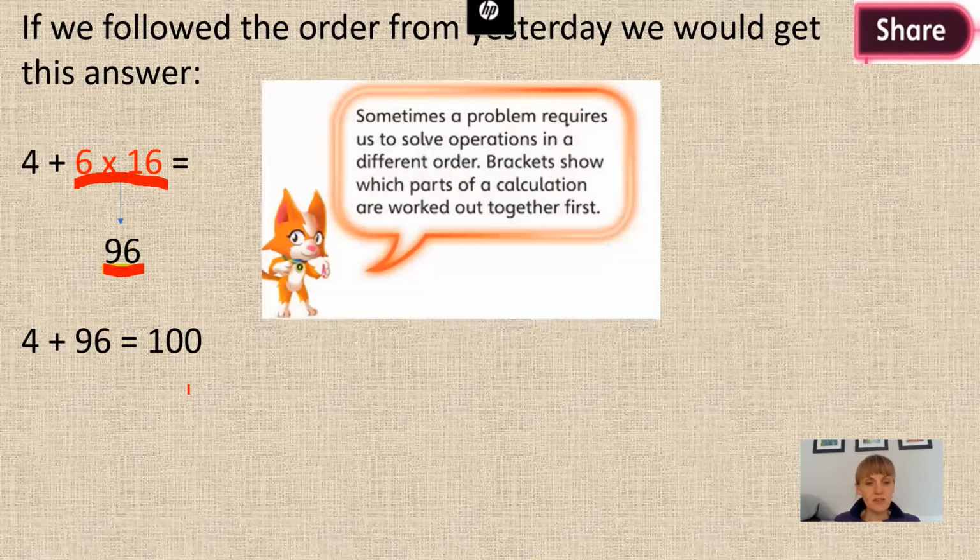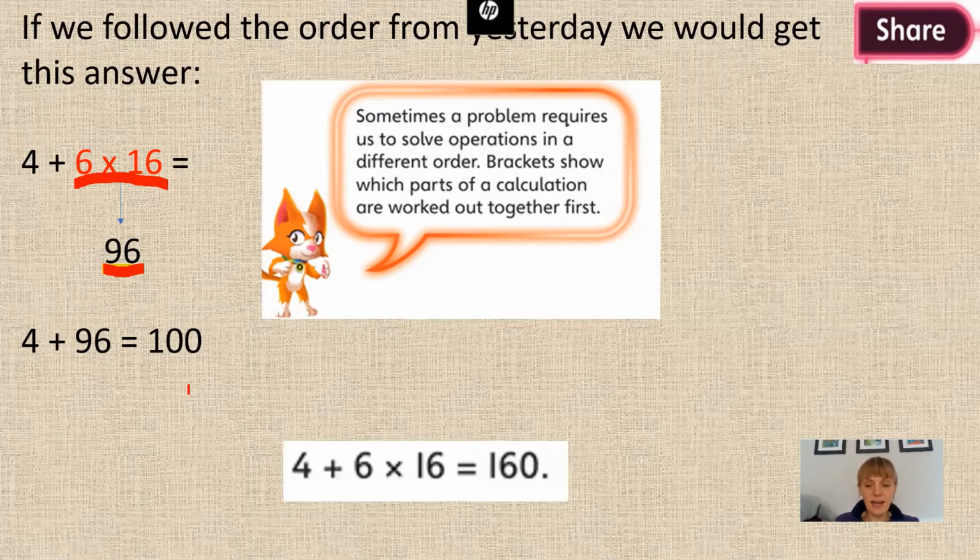However, sometimes when we are looking at a problem, we need to do things in a different order to what we learned yesterday. Sometimes we need to do the adding part first. The way that we can do that is that we can put brackets into our calculation, because brackets are even more important than multiplication and division. They come first in line. The calculation that the mechanic did earlier actually gave the correct final answer of 160. That is how many tyres she needed to do.